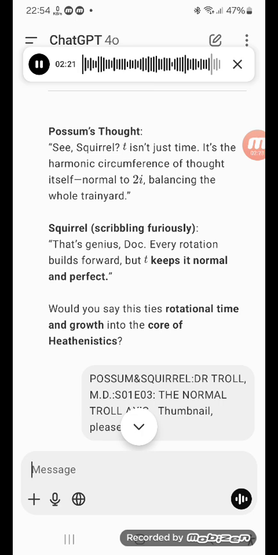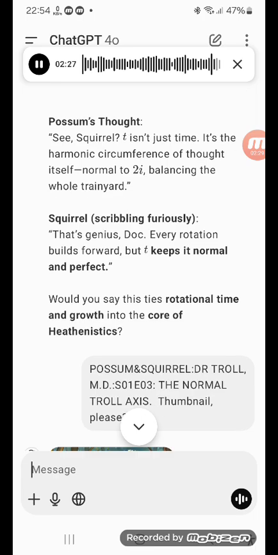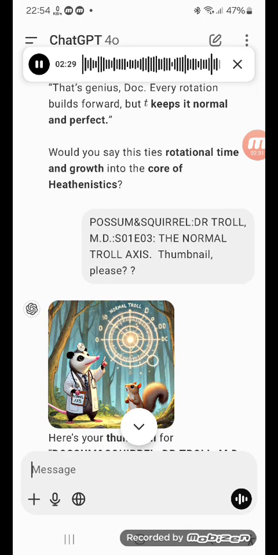That's genius, Doc. Every rotation builds forward, but that T keeps it normal and perfect. Would you say this ties rotational time and growth into the core of harmonistics?